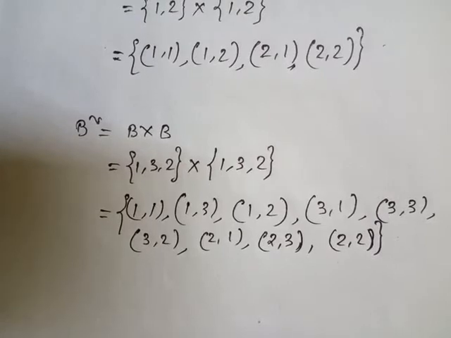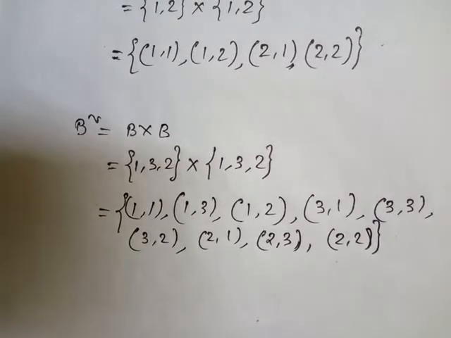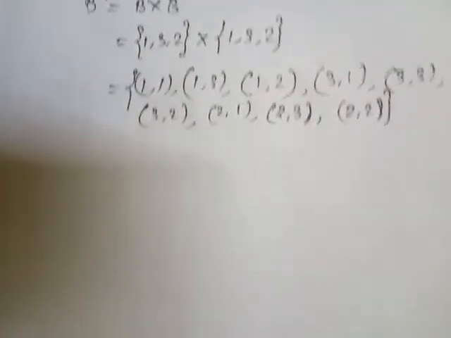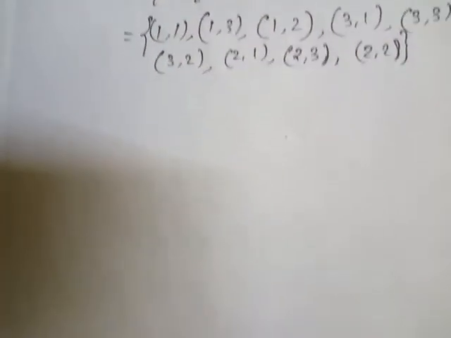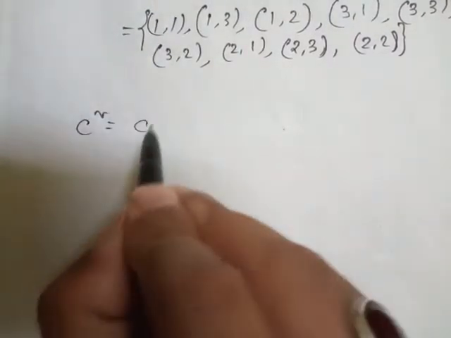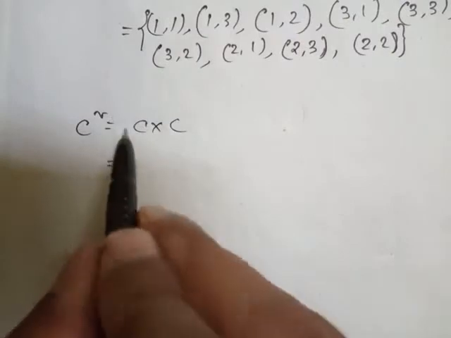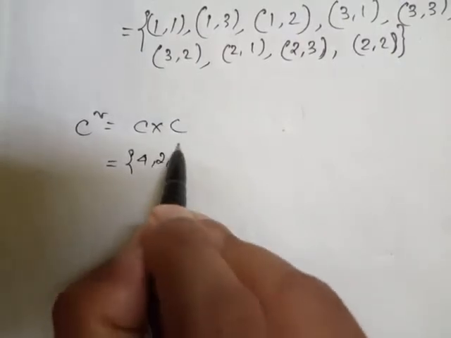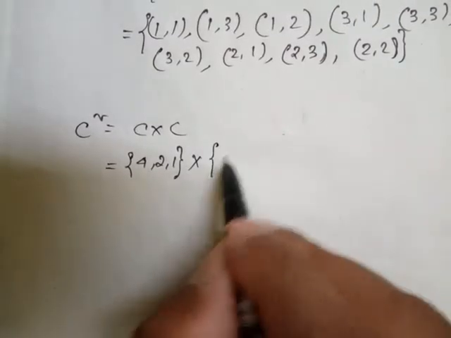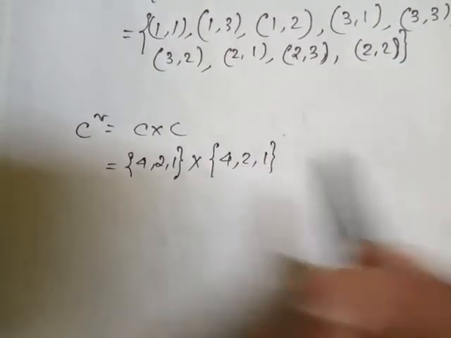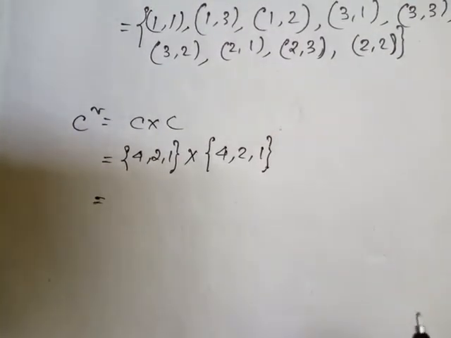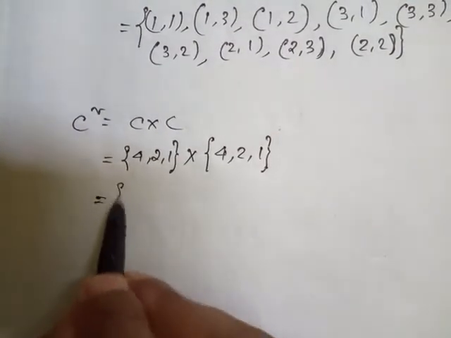Now the last one, we have to find out C square. Let's have a look now how to solve this one. C square, not 3 square, C square. So here C square means C into C. Initially we have to put the elements of C, 4 2 1 product. Here is 4 2 1. Now look student, just after that, 4 2 1 here.